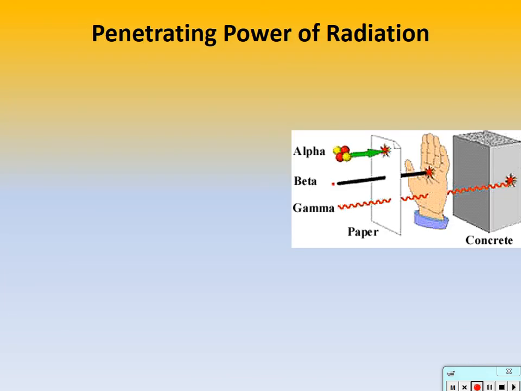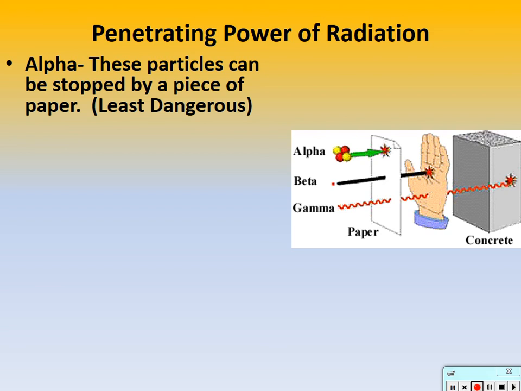Okay, penetrating power. This is quite important. We're going to spend some time here. An alpha particle. These particles can be stopped by a piece of paper. You hold up a piece of paper and it's going to stop it. Okay? So are they very dangerous? No. Would your clothes stop it? Yeah. So, I mean, they're the least dangerous of the three.